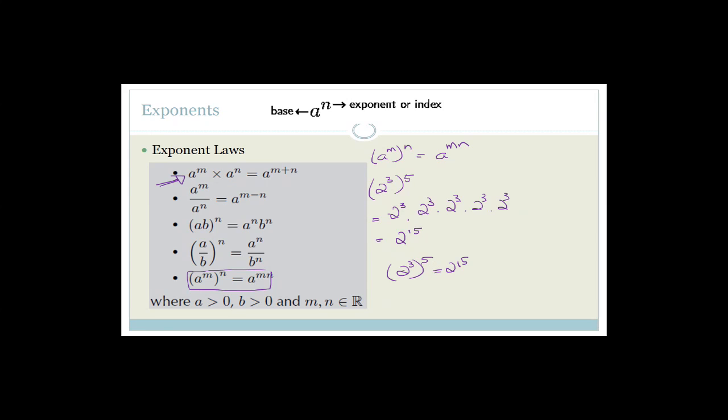So what are we doing? We have multiplied across the bracket, and that's what we did. Now obviously these will only work if A is greater than 0, because you can't divide by 0, and if B is greater than 0, because you cannot divide by 0, and if M and N are elements of the real numbers. As soon as they're not members of the real numbers, it becomes irrational and it doesn't work. So those are the rules.